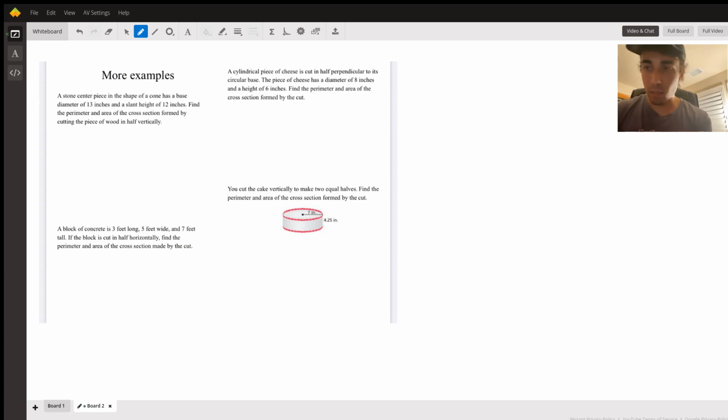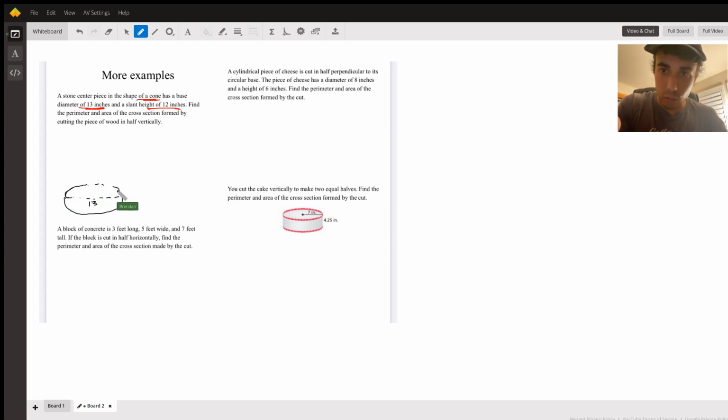All right, let's check out some more examples. We got 4 more. So we have this stone. It's got a base diameter. It's in the shape of a cone, with a diameter of 13 and a slant height of 12. And then we're going to cut it in half vertically, so up and down. And we want the perimeter and area of that cross section. So let's draw that. We've got the diameter is 13.